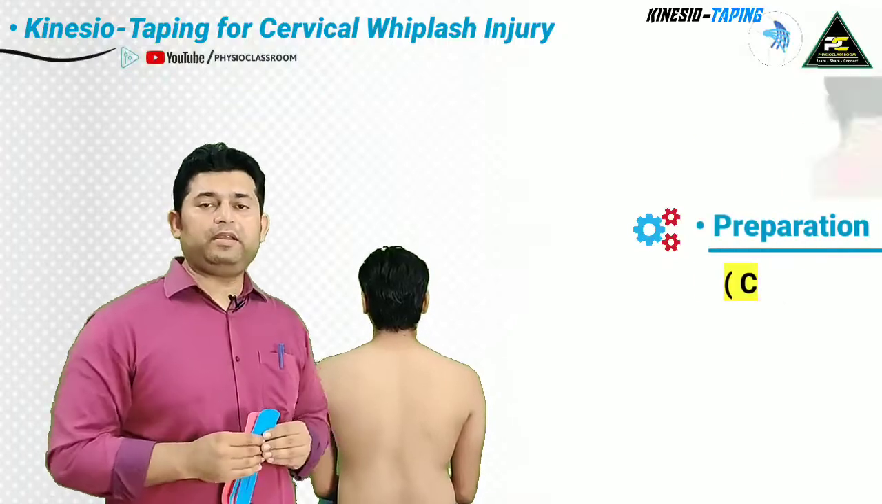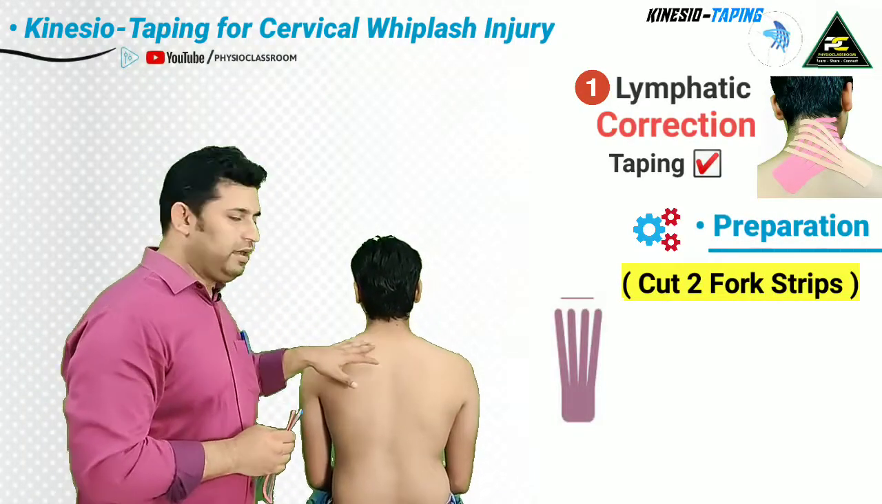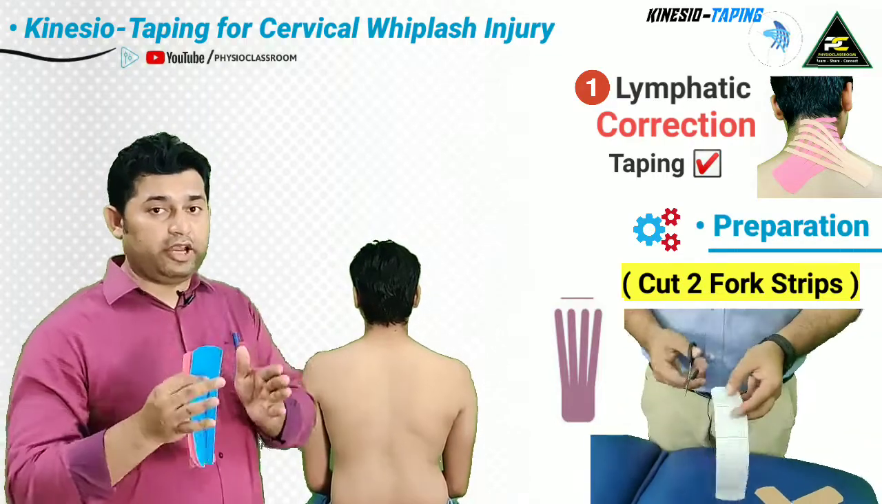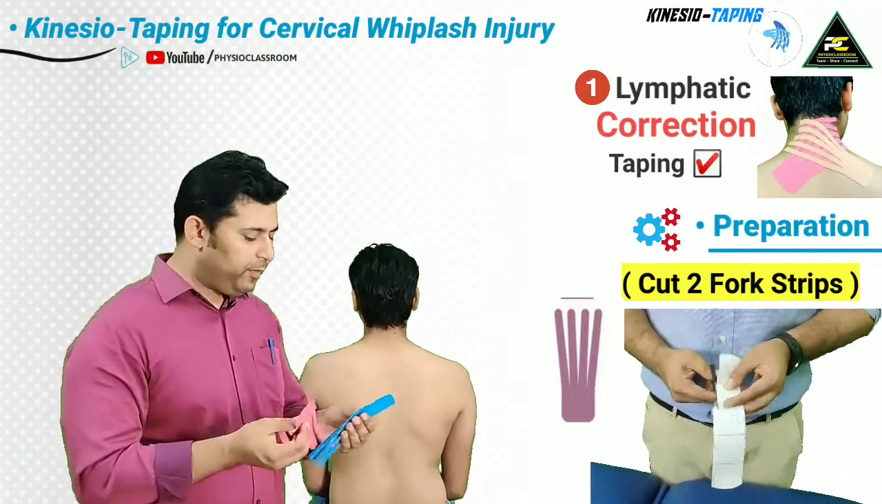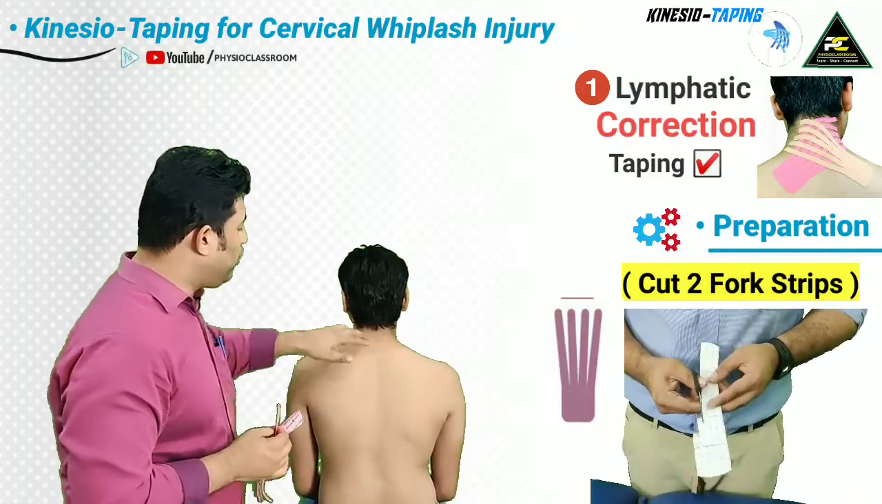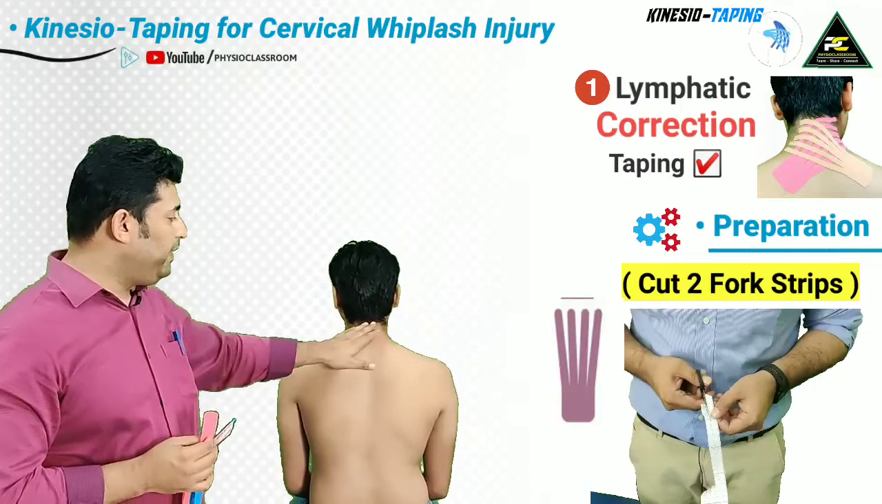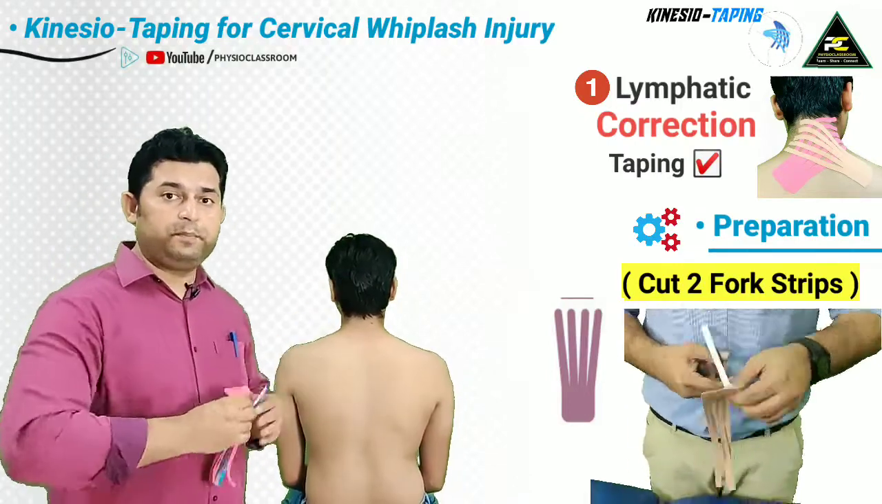So the first taping technique that we are going to demonstrate here is for the lymphatic correction, that is the lymphatic correction taping. And for this I have prepared here two fork strips that are going to be utilized and are going to be applied over the posterior cervical region in order to bring down inflammation and reduce pain.